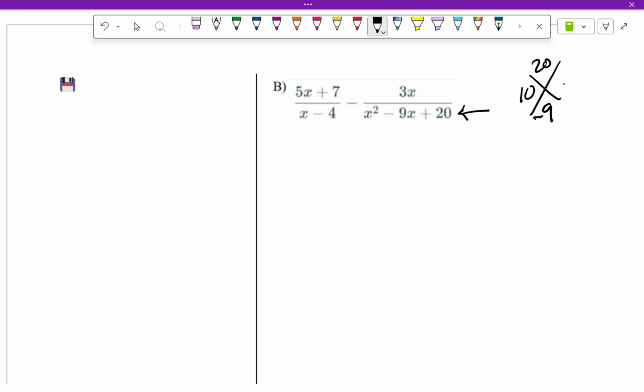10 and what? I heard 10. What goes with 10? Oh, can that work? No. Okay, what else could I use? Negative 5. Negative 4. Okay, I like it.